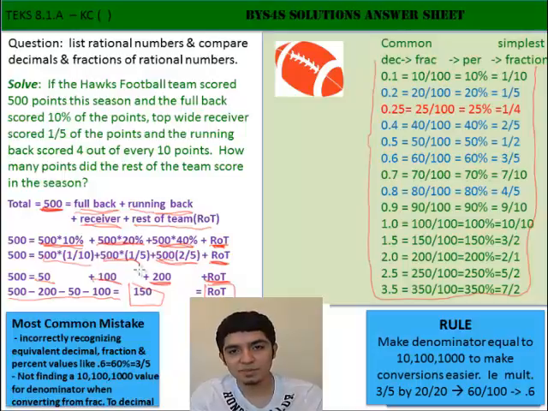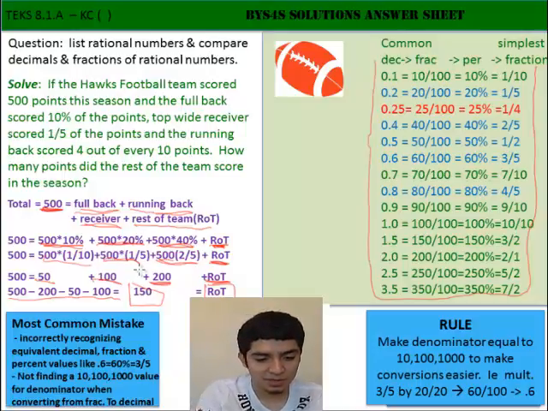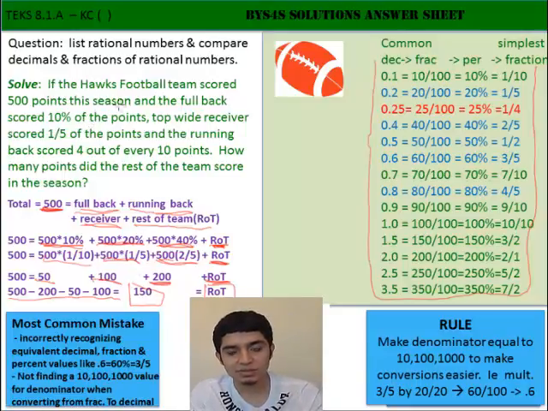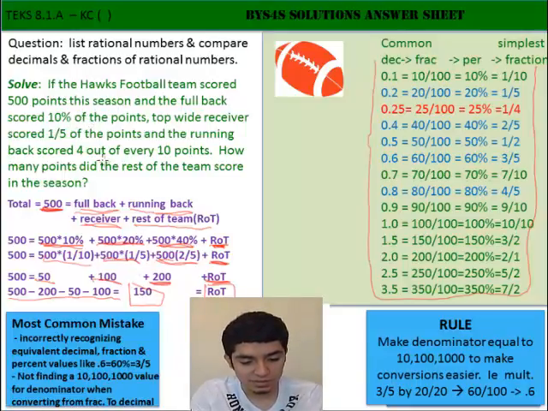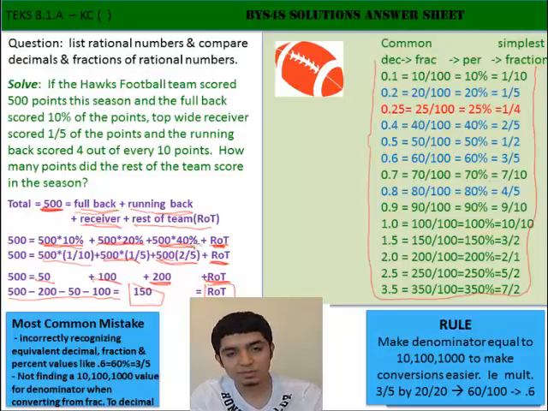Some of the mistakes you might make here are not being able to convert the fractions or percentages into the correct ones, such as you might make a mistake on the running back's percent of the scores, because you might put 4 out of 5 or make a wrong conversion.